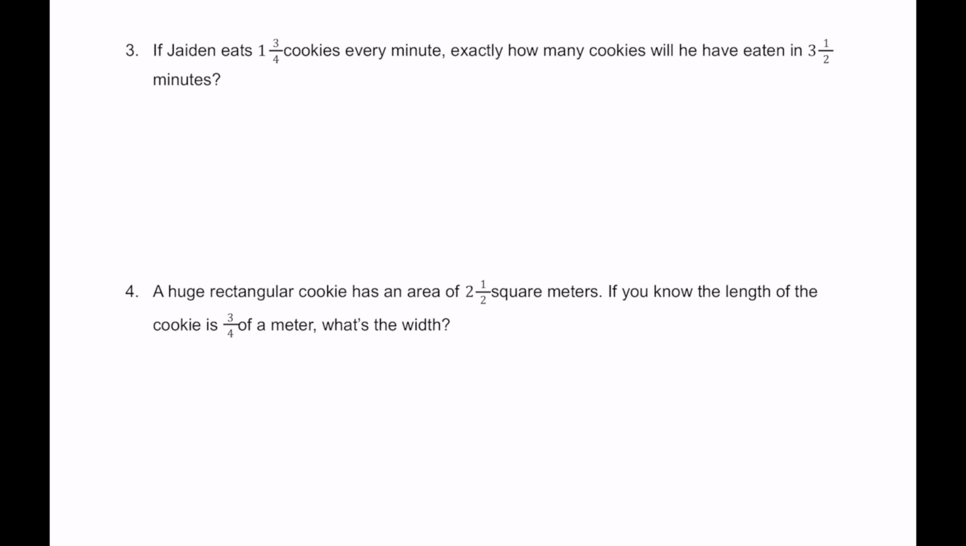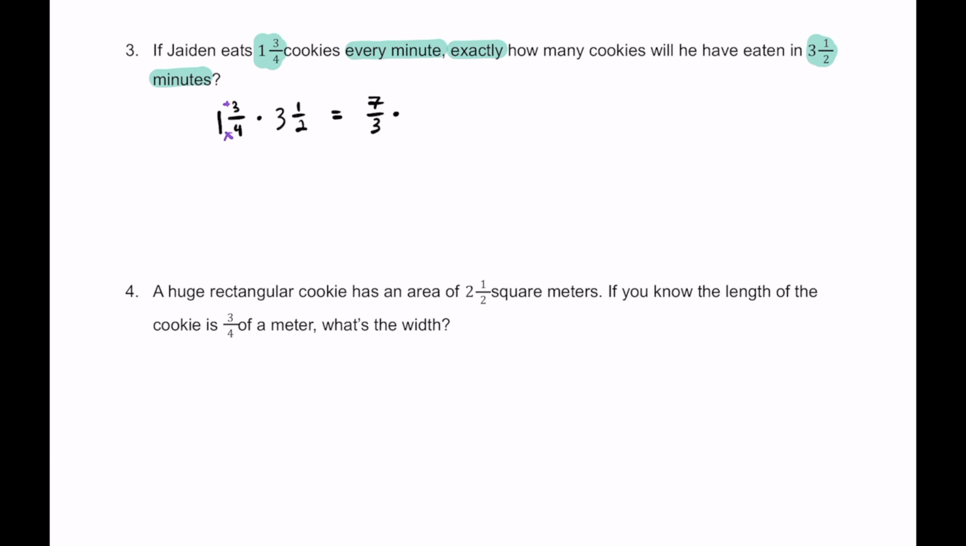For number 3, Jaden is going to eat 1 3/4 cookies every minute. The question is exactly how many cookies will he have eaten in 3.5 minutes? Okay, so if anything's being done in repetition, we can use multiplication as a shortcut, especially if the rate's not changing. So it's 1 3/4. We could add this 3 times and add half of it the last time, but we can just multiply that by 3.5. Okay, and if we turn this into improper fractions, then 1 times 4 is 4 plus 3, that's going to be 7/3.